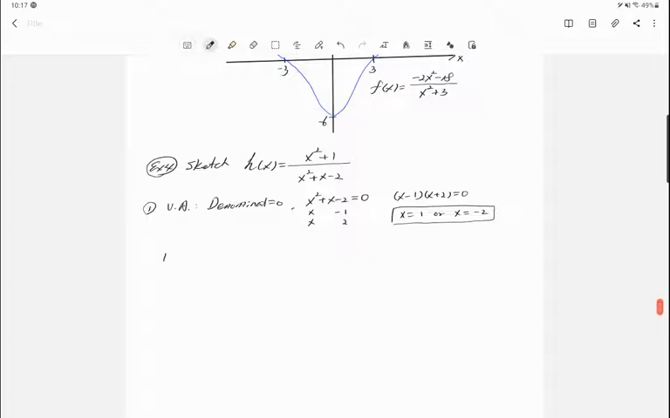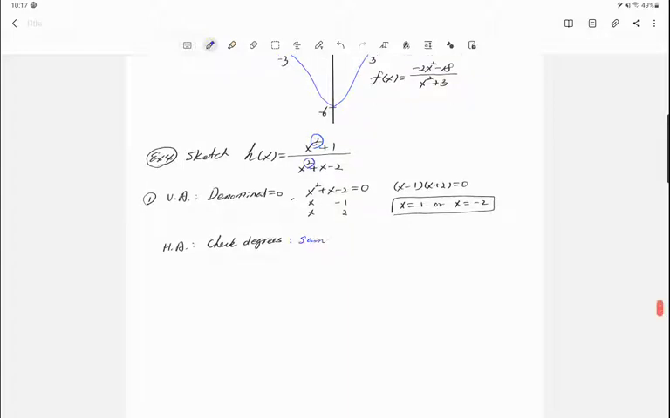How about horizontal asymptotes? Check the degrees. As you see, the degrees are the same, 2 and 2. So the horizontal asymptote is y equals 1 over 1, which is 1. So y equals 1 is the horizontal asymptote.